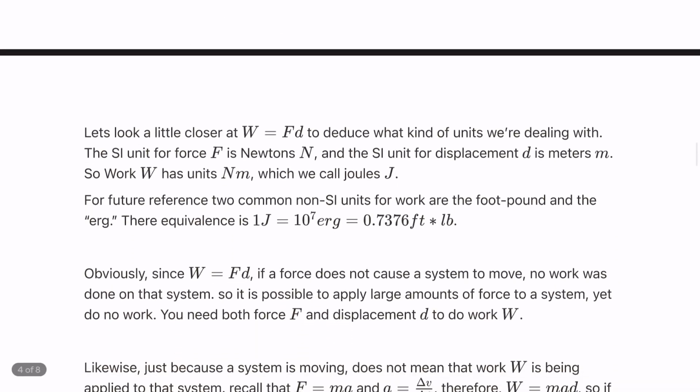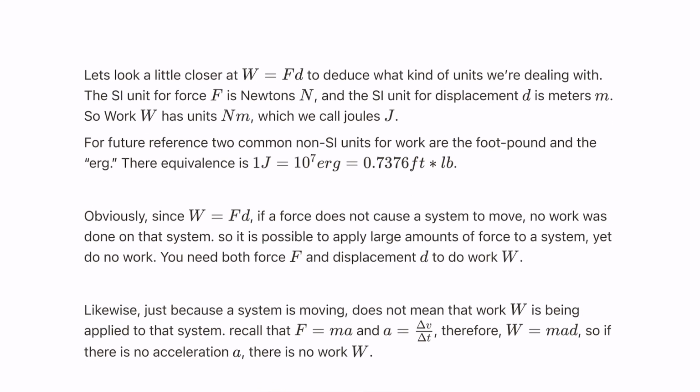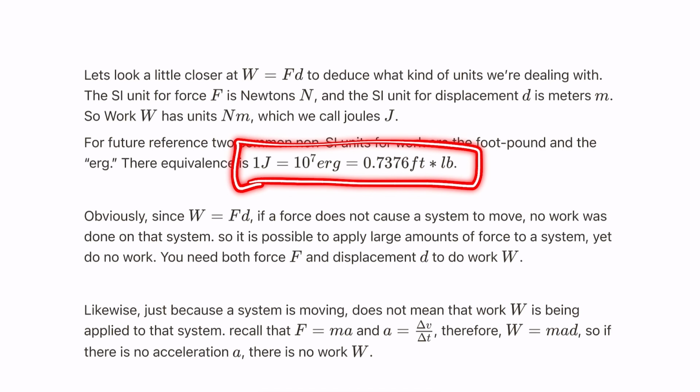Alrighty? So let's look a little closer at work equals F times d to deduce what kind of units we're dealing with. The SI unit for force is newtons, which we usually denote with a capital N. And the SI unit for displacement is meters, which we usually denote with a lowercase m. So work has units newtons times meters, which we're going to call, moving forward, joules, typically denoted with a capital J. For future reference, two common non-SI units for work are the foot-pound and the erg. And you'll see the equivalences for those there on the screen, so you might want to take note of that for future conversions.